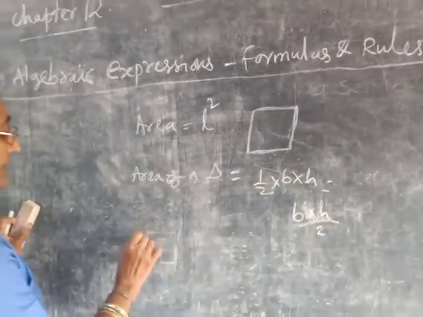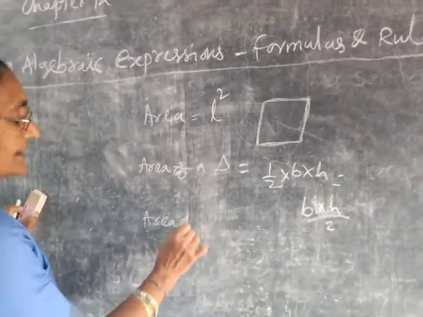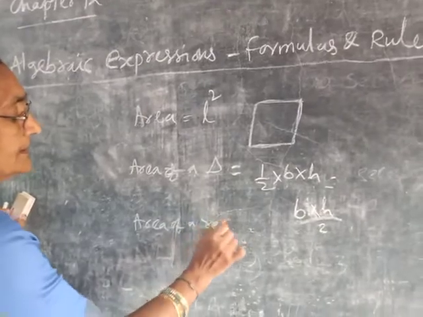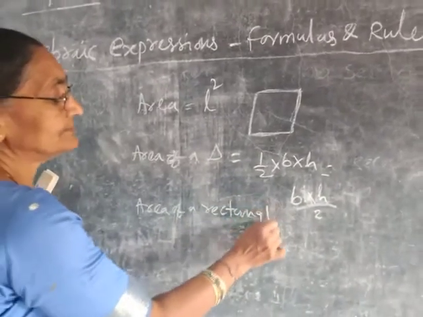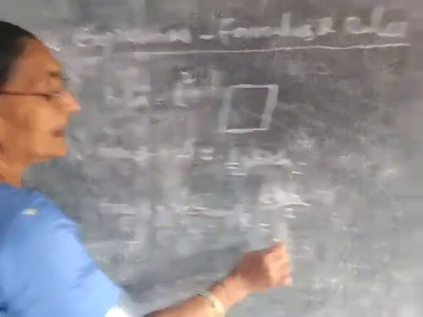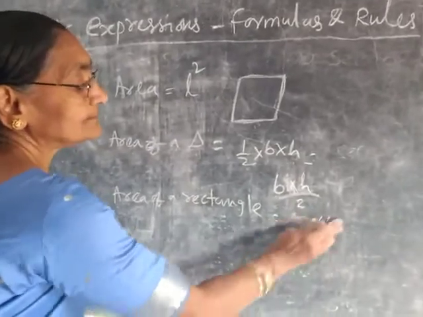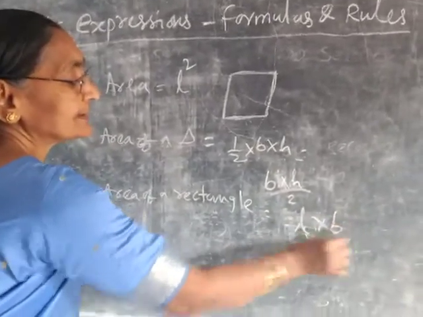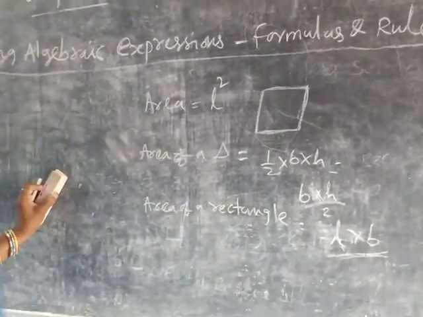This is the area. Suppose area of a rectangle. What is the area of the rectangle? It is L into B. That is the area of the rectangle.